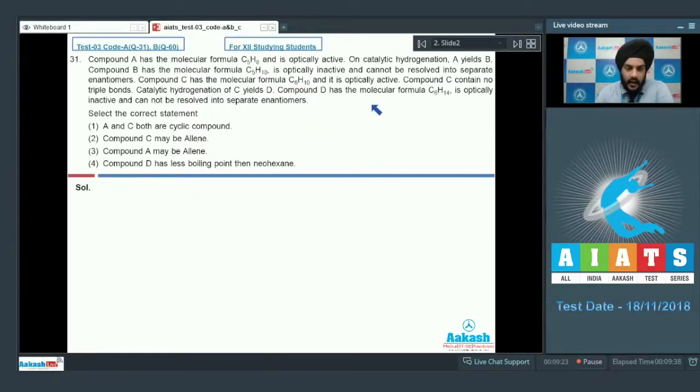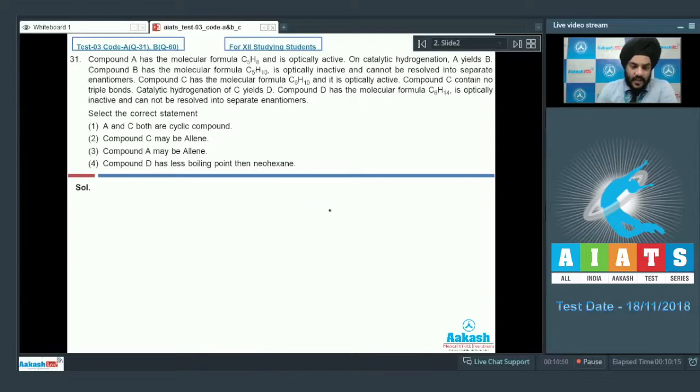Question number 31. Compound A has the molecular formula C5H8 and is optically active. A on catalytic hydrogenation yields B. The compound B has molecular formula C5H10, is optically inactive and cannot be resolved into separate enantiomers. Compound C has the molecular formula C6H10 and is optically active. Compound C contains no triple bonds. It is given further that catalytic hydrogenation of C yields D, and compound D has the molecular formula C6H14, which is optically inactive and cannot be resolved into separate enantiomers.